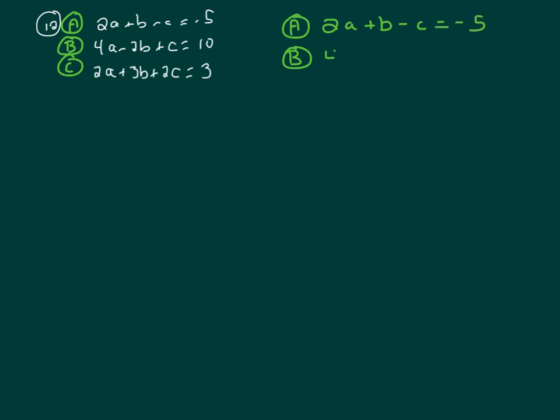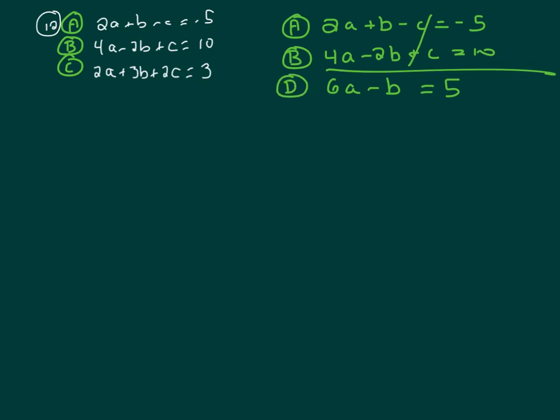And we have 4a minus 2b plus c equals 10. Okay, so 2a plus 4a is 6a. b minus 2b is negative b. And like we said, the c's cancel off, and negative 5 plus 10 is 5. So I'm going to call this equation D. So this is our first equation that we created in terms of two variables.